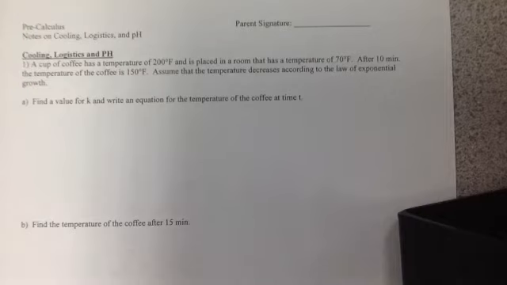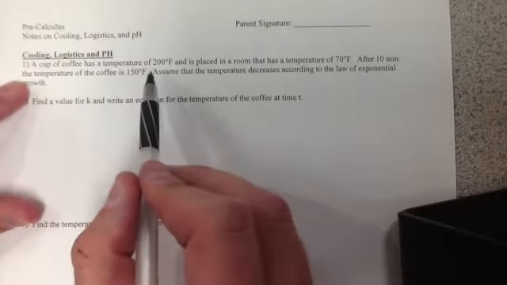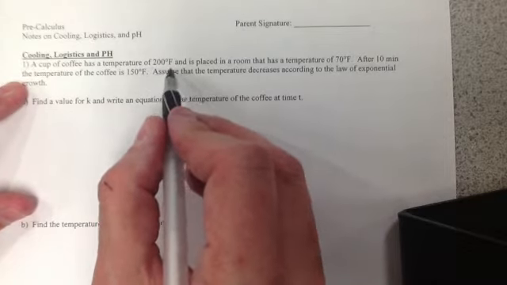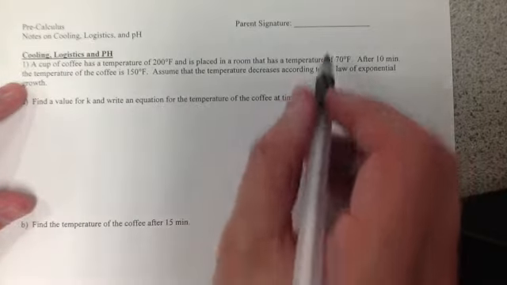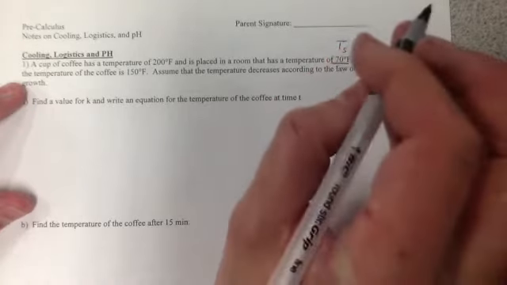Part one. Now, Mr. Werner has a cup of coffee. Now, he only drinks coffee at a certain temperature, so while he's waiting for it to cool off, he likes to do mathematics. A coffee has an initial temperature of 200 degrees Fahrenheit and is placed in a room that is 70 degrees. Now, we tend to call this the temperature of the surrounding room, or T sub S.